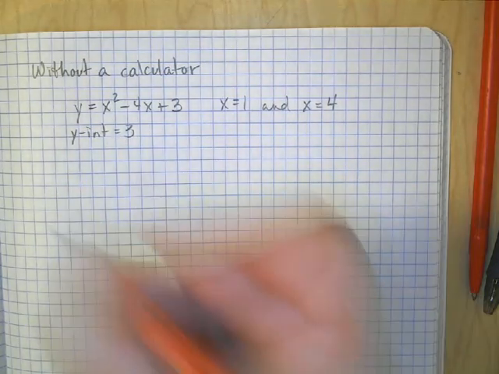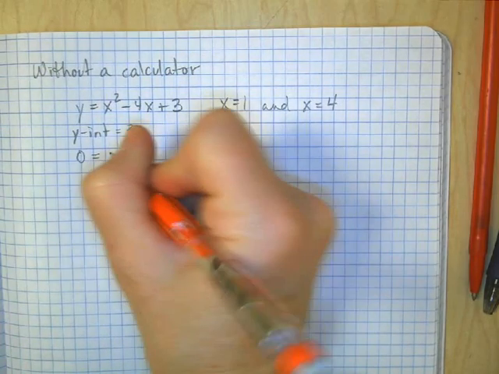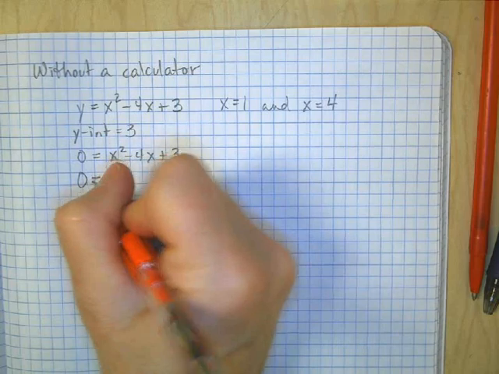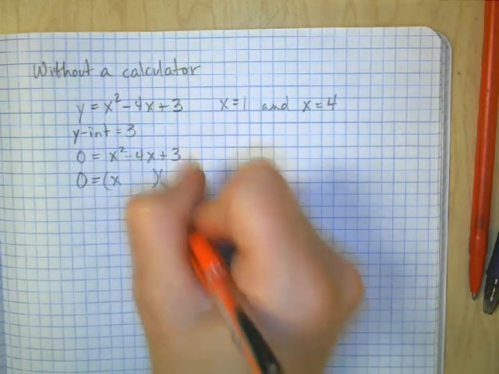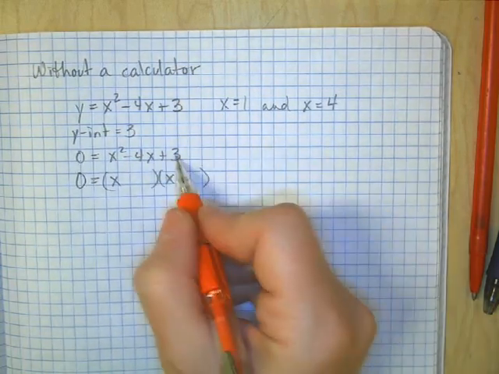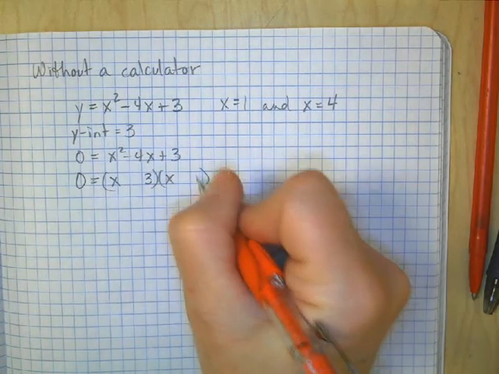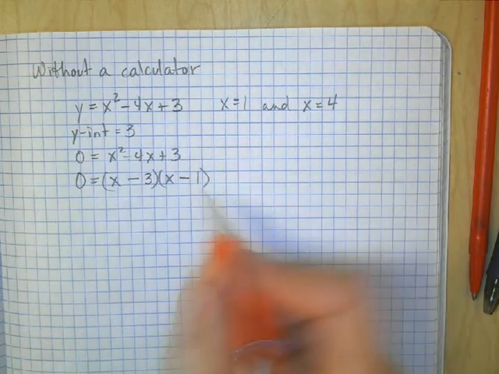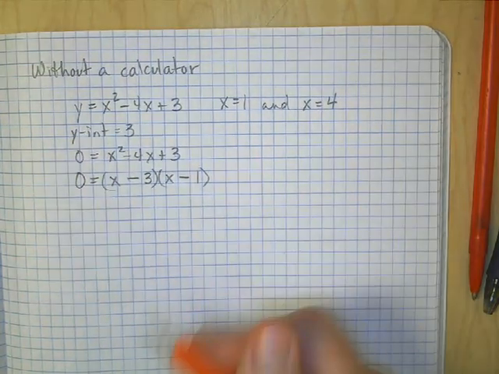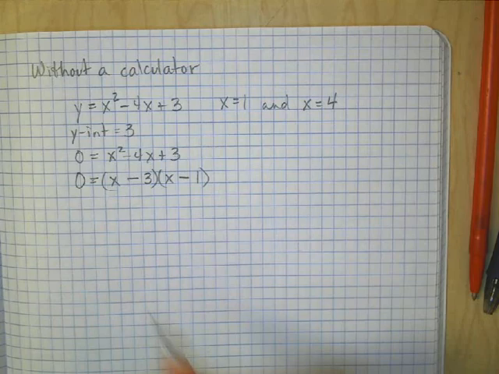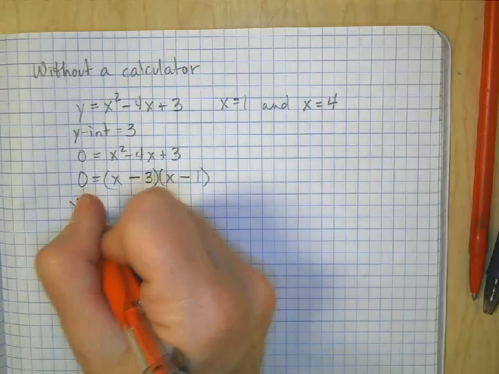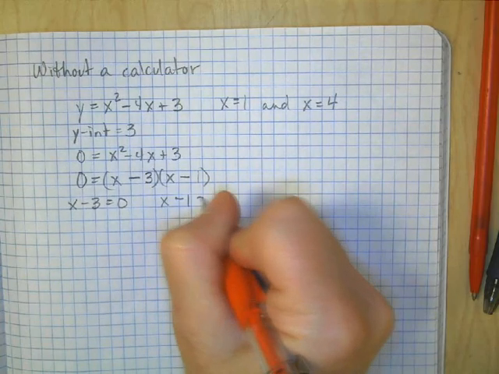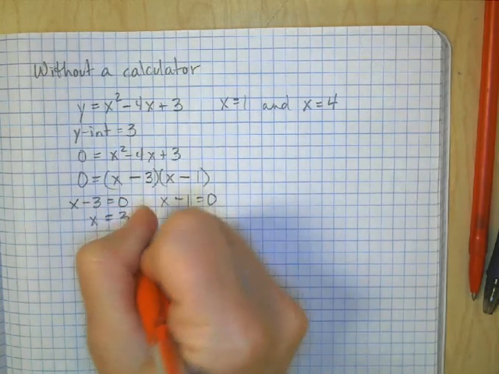I'm going to let this be equal to 0 is equal to x squared minus 4x plus 3 to find my x-intercepts. So 0 is equal to, this would be x times x. To get a 3, the only way I can get a 3 is 3 times 1. To get a negative here but a positive here, both of these are going to have to be negative. Does that work? Negative 3x plus negative 1x. Yay, it works. Okay, so now I can get my x-intercepts by setting each of these equal to 0. And I get x equals 3 and x equals 1.